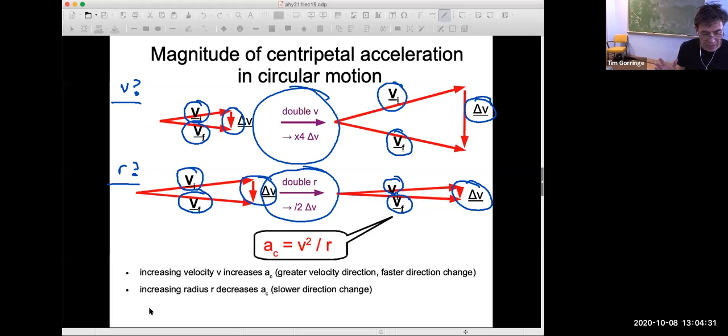And that's simply because by increasing the velocity, you both have to change a larger velocity vector and change its direction faster. That's why that goes as v squared. And if you increase the radius, it means you change the direction slower, which means the acceleration goes as 1 over the radius.